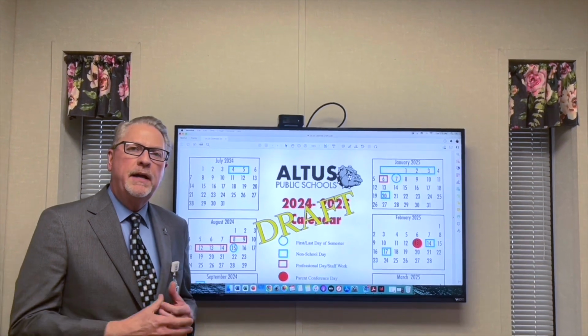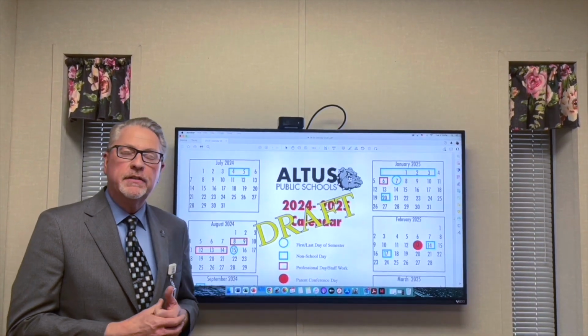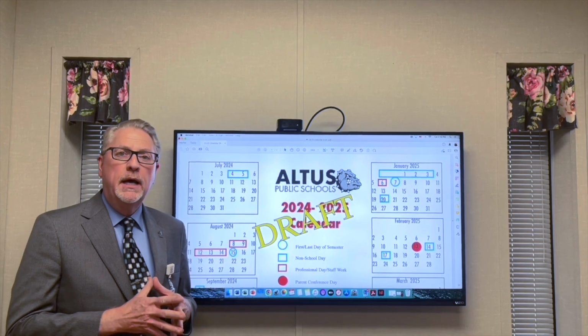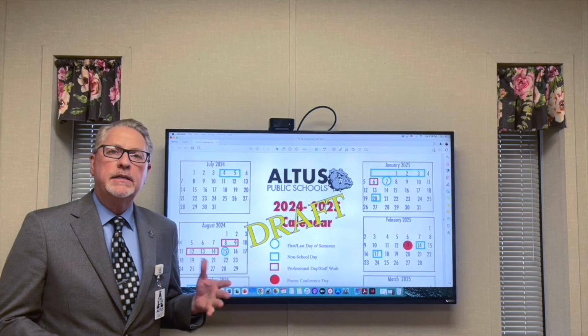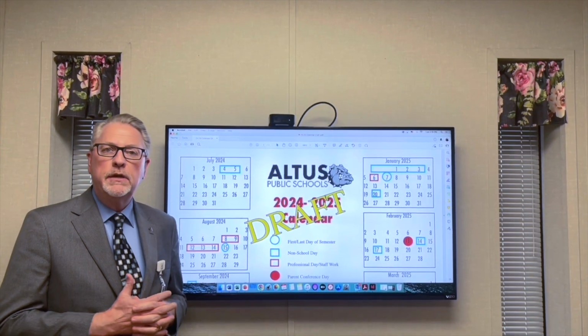I'm here to talk to you about next year's calendar, 24-25. It's hard to believe we're already doing that, but we want to show you what we have as a draft, and then we'll take that to the board at the next board meeting, which is November the 13th.